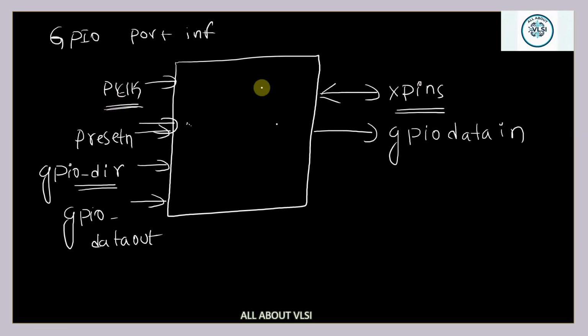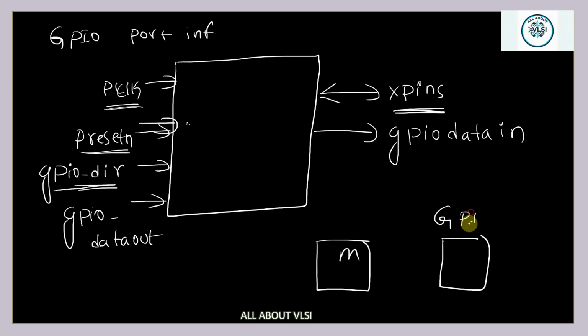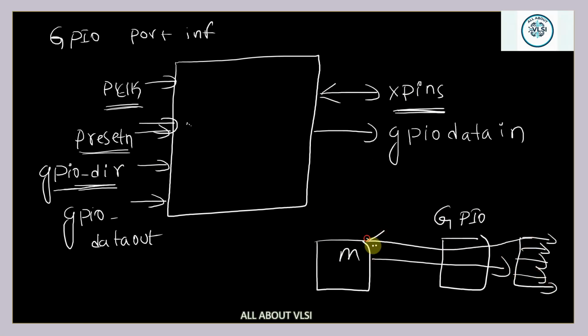Now, we already know this clock is just a reference. It's a sequential circuit, right? We need a clock for synchronization, and P reset is for resetting your pins. And this is very important: GPIO direction. Basically, this GPIO direction will tell you whether you are going to write into these pins from the master, this is my master, right, from master to this GPIO controller, to my output pins, or else you are going to read from these pins. So this direction is going to tell you whether you are going to write into these pins or read from these pins.